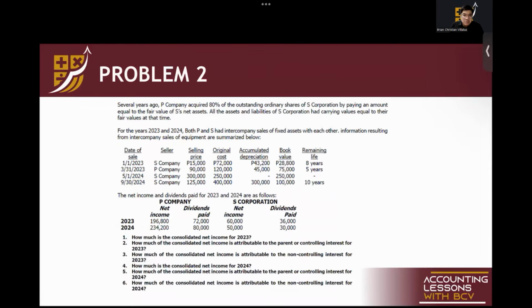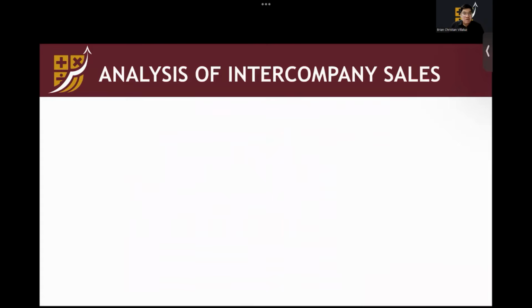Next. So, we will be answering our second problem. Nasa handout naman yan, no? So, pwede nyo naman din siyang i-pause, no? Para basahin yung problem number 2. Then, we can proceed. Okay. So, ang una natin gagawin dito, guys, is to analyze all the intercompany sales.